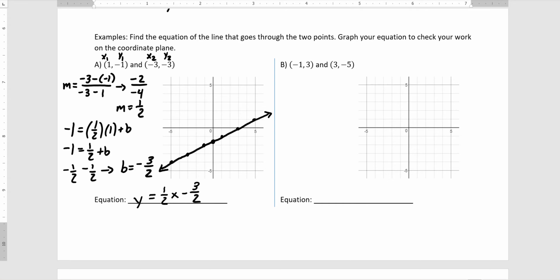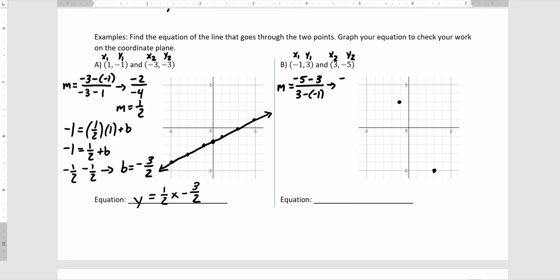All right, let's try another one together. Negative 1, 3, and 3, negative 5. So let's find the slope here. So we have x1, y1, x2, y2. So we'll say m equals y2, negative 5, minus y1, 3, over x2, 3, minus x1, negative 1.